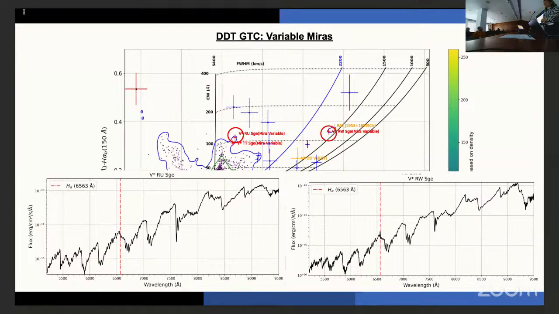I mean, you can just identify this by the large variability. Okay, thank you.